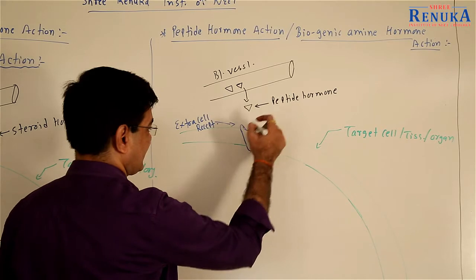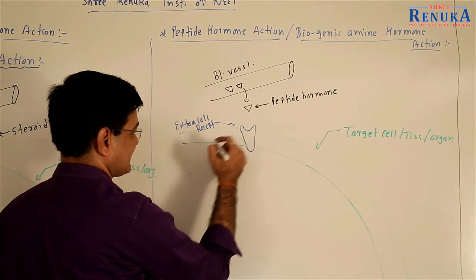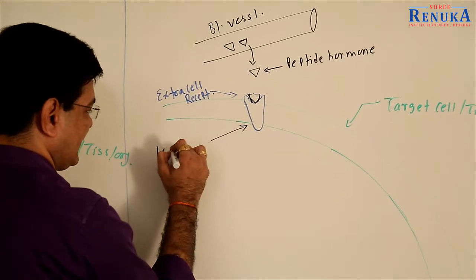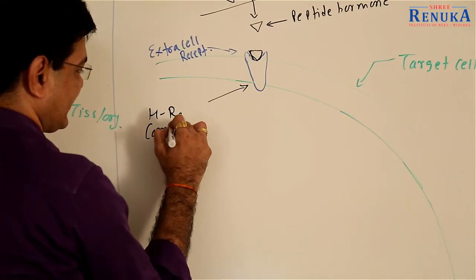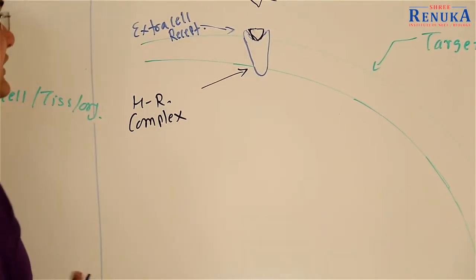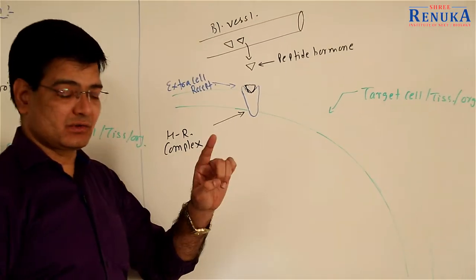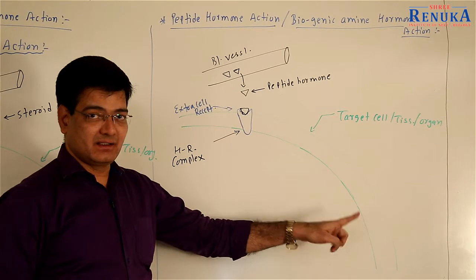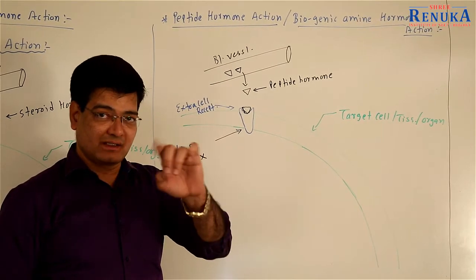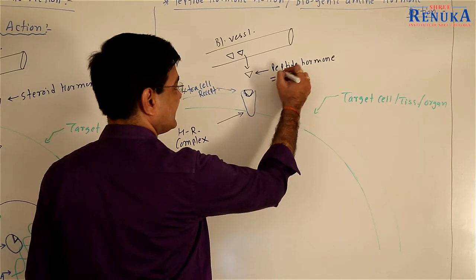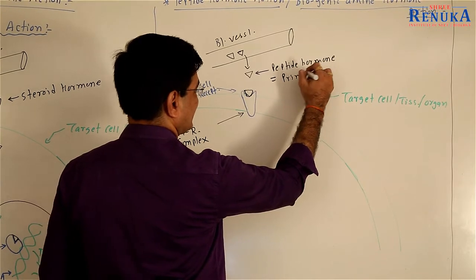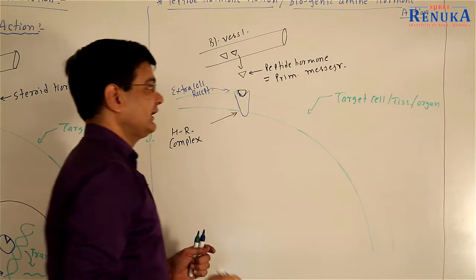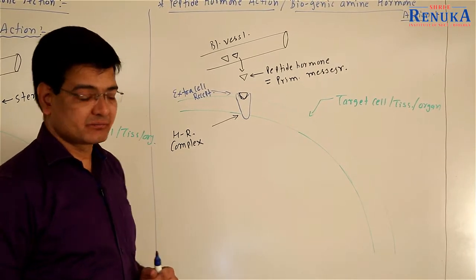Now, this peptide hormone binds with the extracellular receptor, and this structure is now called a hormone receptor complex. In this condition of peptide hormone action, the peptide hormone remains outside the target cell. It never enters into the cell. And here this peptide hormone is called a primary messenger for the action of hormone.